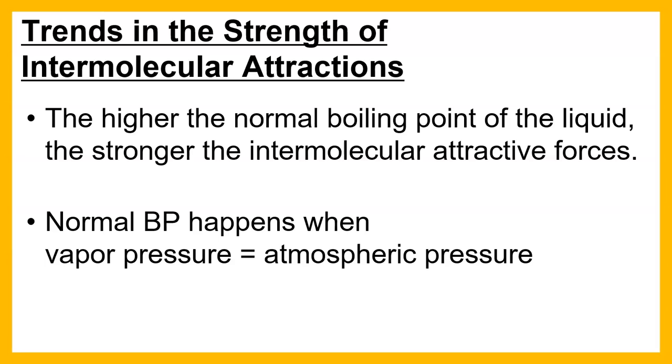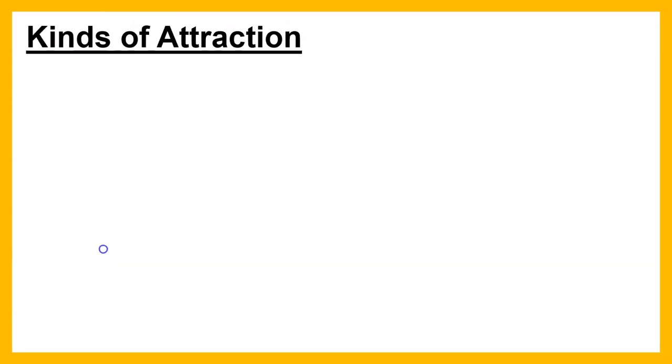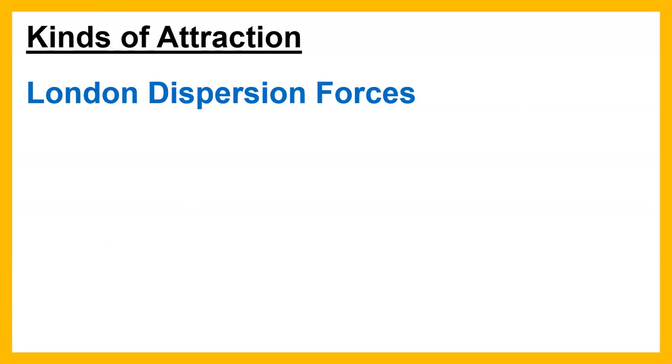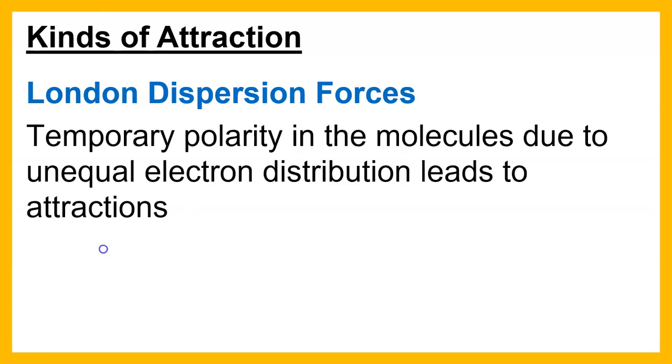You should remember some of these IMFs. We learned about London dispersion forces. This is temporary. They are not permanent. We have a brief moment in time where the electrons are in an unequal distribution. And then in the next moment, the electrons move and it's gone. Very small and very temporary.